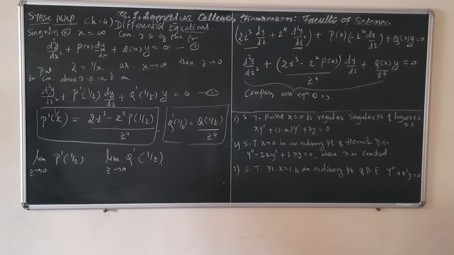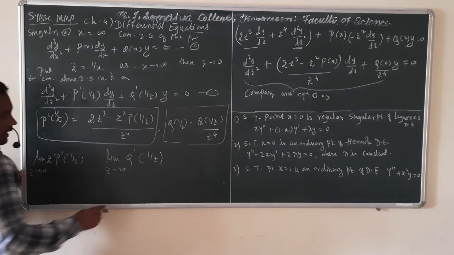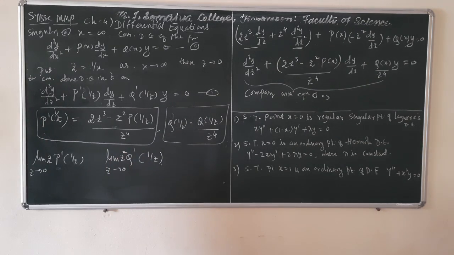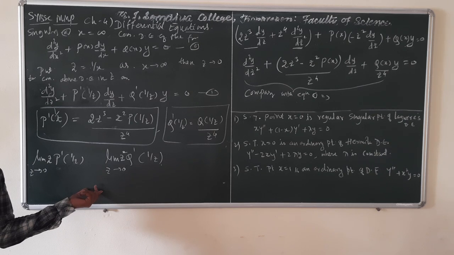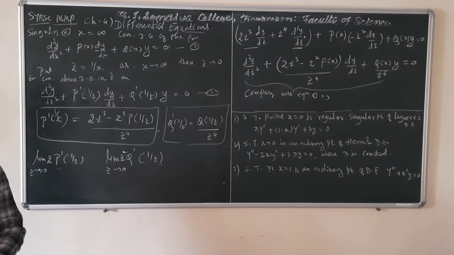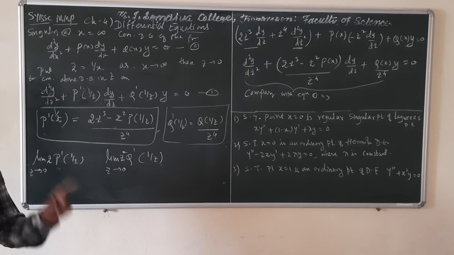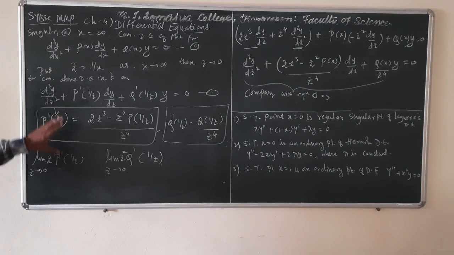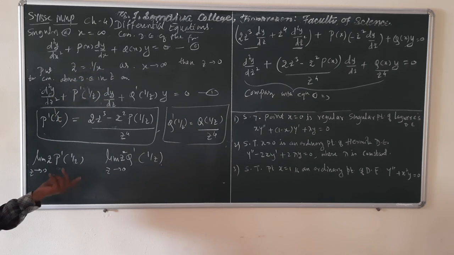And to find out the type of singularity, we have to take z into p dash and z square into q dash. If this remains finite and this remains finite, then this singular point is a regular singular point or non-essential singular point. And if this limit or both remain infinite, then z is equal to 0 or x is equal to infinity is an irregular singular point or essential singular point. So we converted this by using this relation. We converted how to find out singularity.